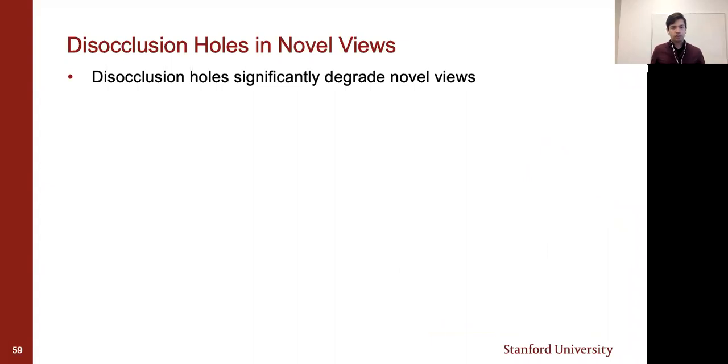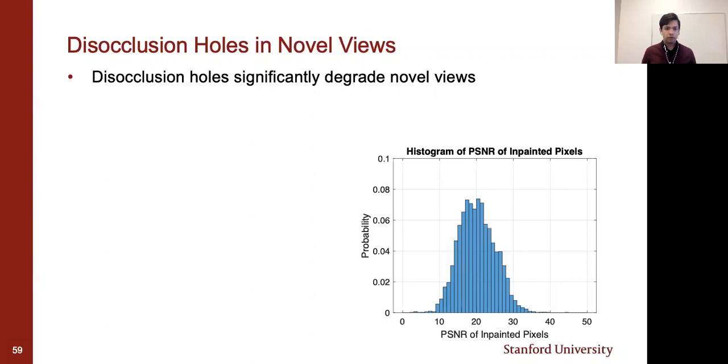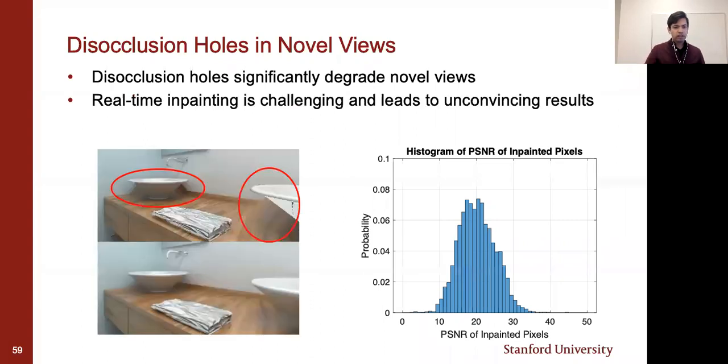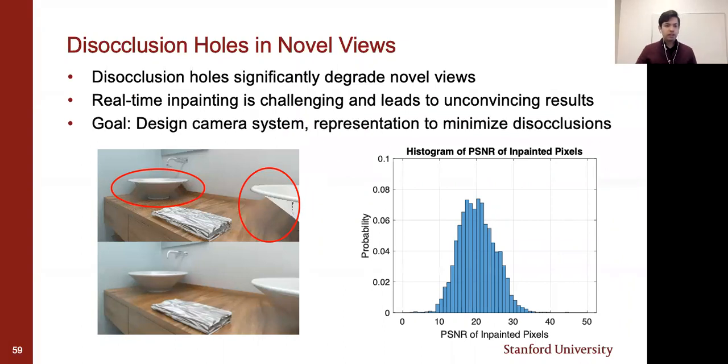Disocclusion holes are one of the key reasons for degradation in the output quality when using depth-based novel view synthesis. Here I'm showing a histogram of the PSNR of all in-painted pixels across thousands of novel views. And we can see that in-painted pixels consistently have a low PSNR. Moreover, in-painting is challenging in real-time applications and often leads to jarring and unconvincing results. So we would like to design camera systems and representations so as to minimize disocclusion holes within the viewing volume.